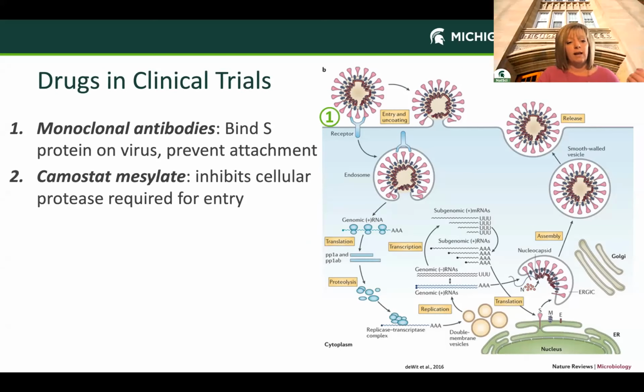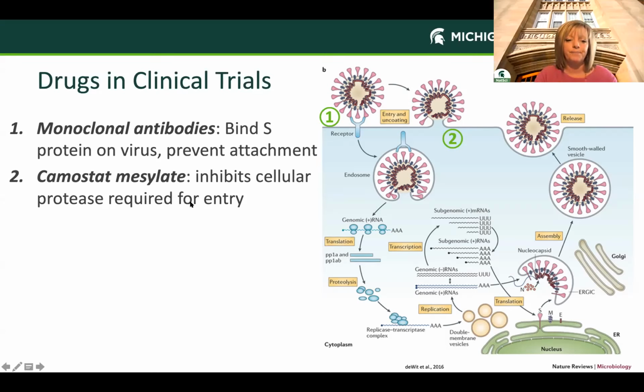And the second example is a drug called camostat mesylate. And basically what that does is it interferes with the second pathway where we had fusion right at the membrane. It inhibits that protease I mentioned. You have to have the protease activity, which is going to cleave the spike protein and allow fusion to occur. If you inhibit that protease, then the virus cannot release the genome into the cytoplasm, so you don't initiate a replication cycle.